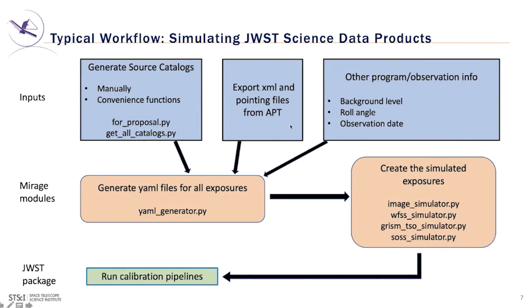So once you have all those lined up, you feed them into this YAML generator function, which will then create the YAML files for every detector and every exposure in your APT file, in your proposal. And then once you have those YAML files, depending on what mode you're simulating, you can call the appropriate wrapper script to actually create the data. And then the outputs from those can go right into the JWST calibration pipeline.